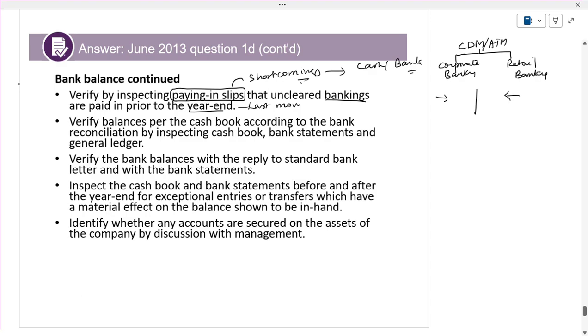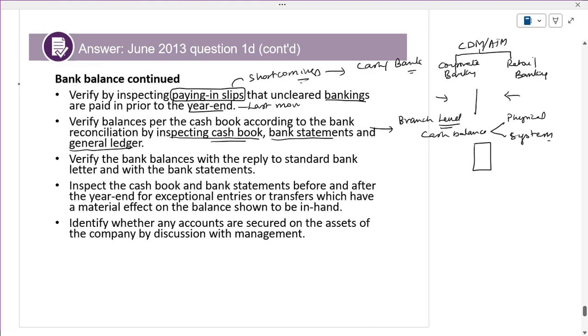Verify balances per the cash book according to the bank reconciliation by inspecting the cash book, bank statements and general ledger. See the thing, now I will tell you. Whenever there is an audit for the bank, auditors are coming, internal auditors or external auditors at the branch level. First, they will straight away check the cash balance: the physical cash balance and the cash balance as per the system. The physical cash balance and the system cash balance should be tallied, verified and accurate, and they will take the printout of that, and the auditor will sign and the staff will sign.